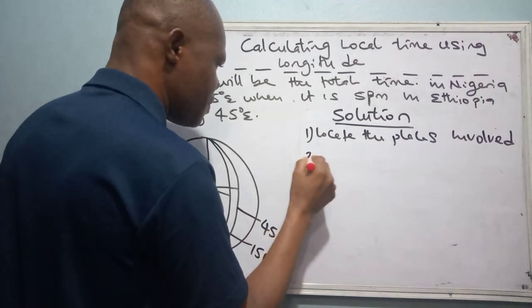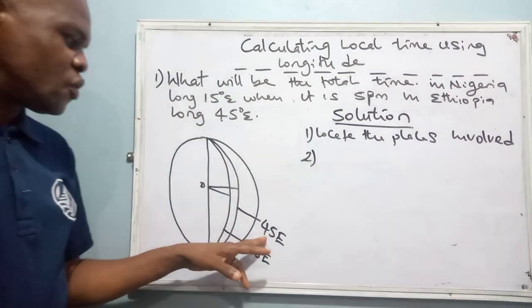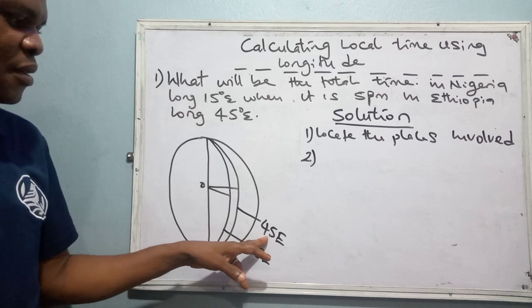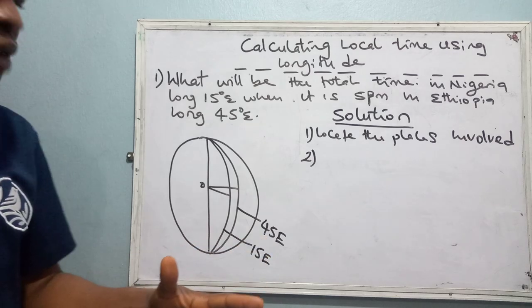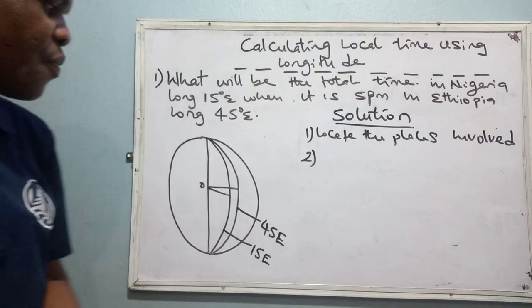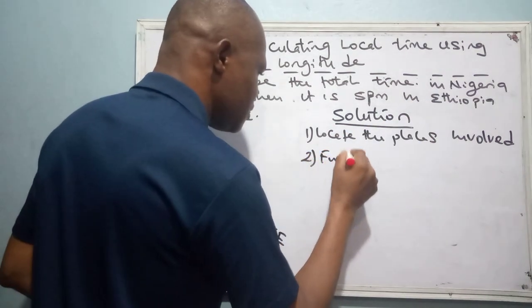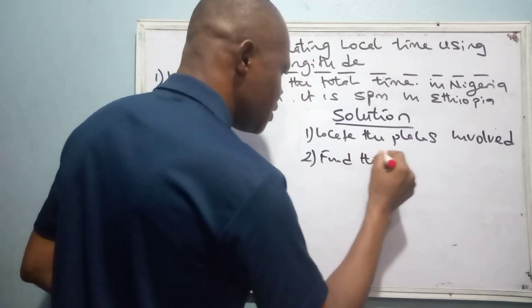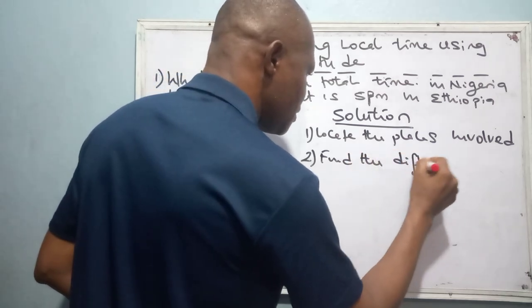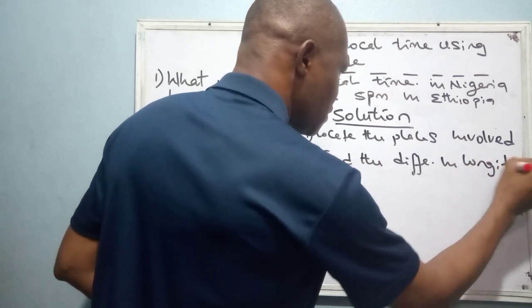Now the second step is to find the longitudinal differences. What is the longitudinal difference between Nigeria and Ethiopia? So we'll do that. Find the differences in longitude.